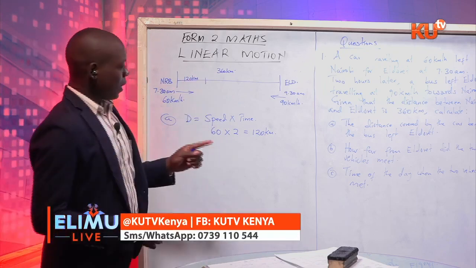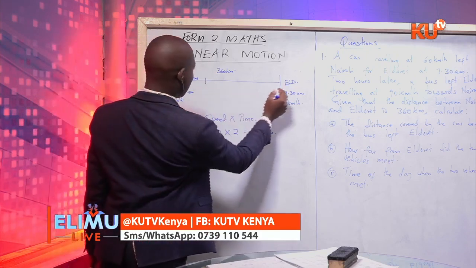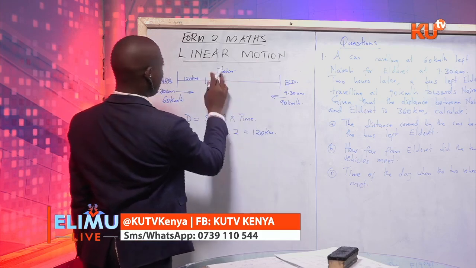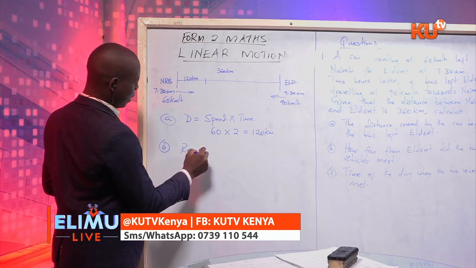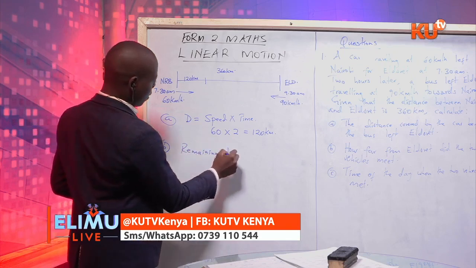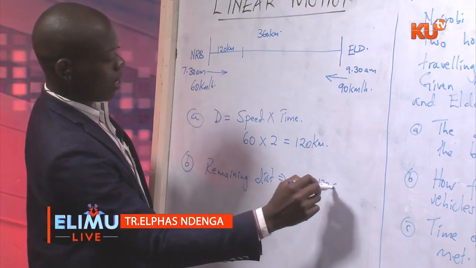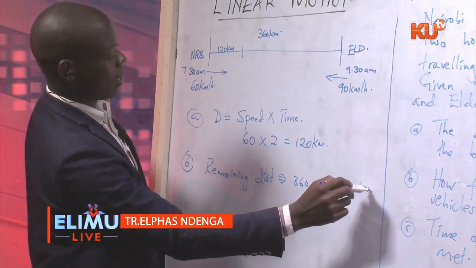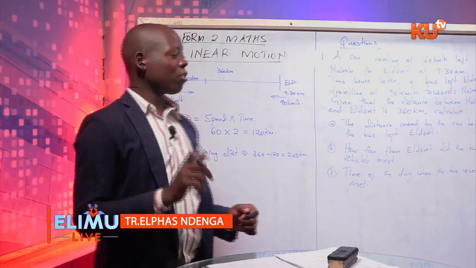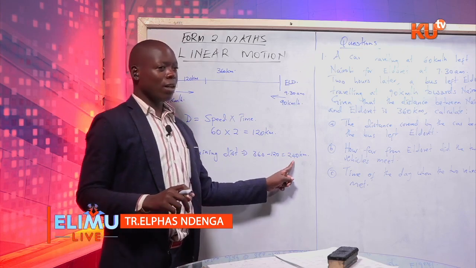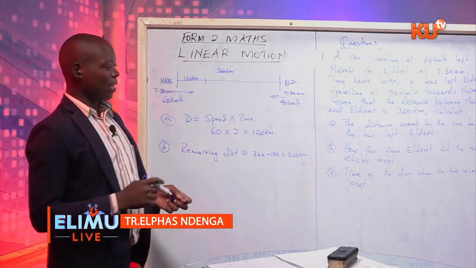Then part B will require us to use the remaining distance. The remaining distance is 360 minus 120, which is 240 kilometers. So anything that will be discussed about the bus has to be mentioned within 240 kilometers so that we can compare it with what the car is moving.